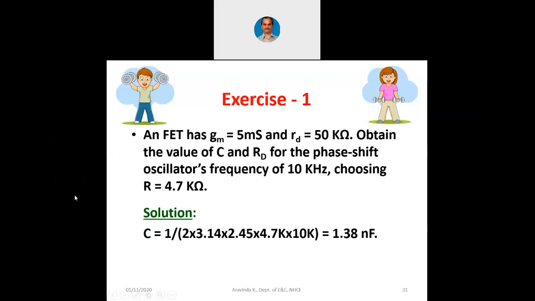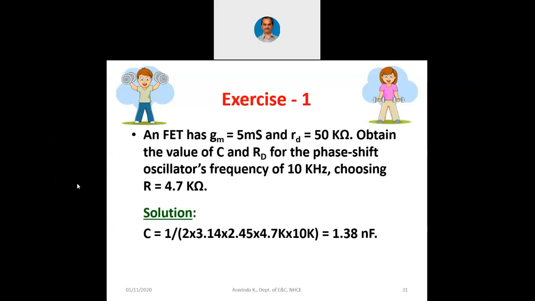The answer is 1.38 nanofarad. Now Lokesh has to check his multiplier. He has come nearer to the answer. He has got 13.8, but somewhere you will have to substitute the multipliers carefully. See, 1 over 2 into pi into root 6, that root 6 is 2.45, and into R, that is 4.7 kilo ohms, into F. F comes to the denominator here because C goes to the left hand side numerator. So this 10 kilohertz is the frequency. So we substitute all that, we get capacitance is 1.38 nanofarad.